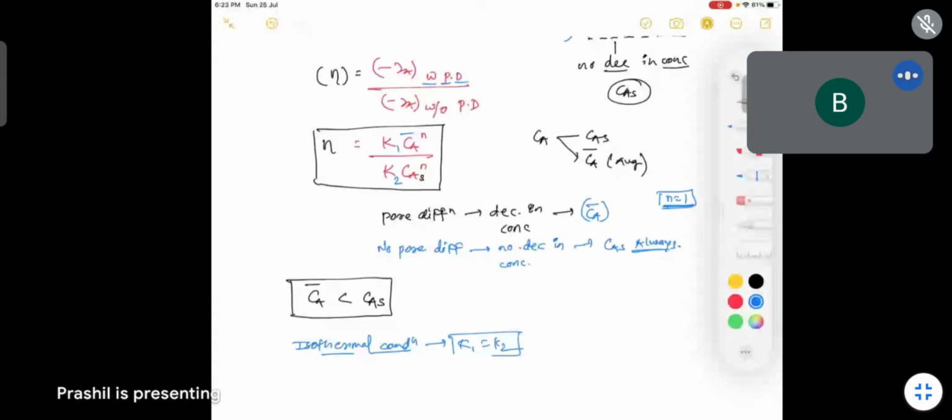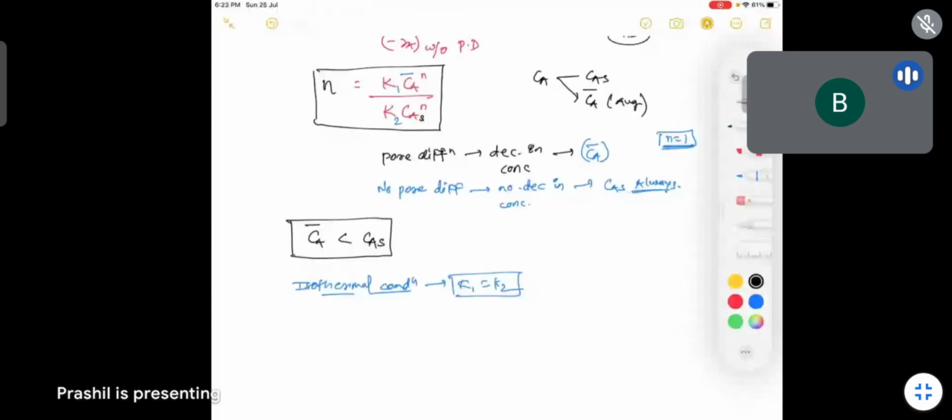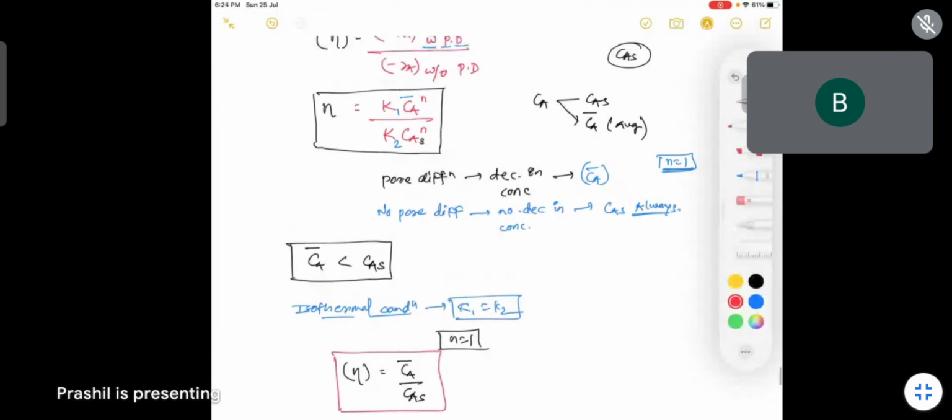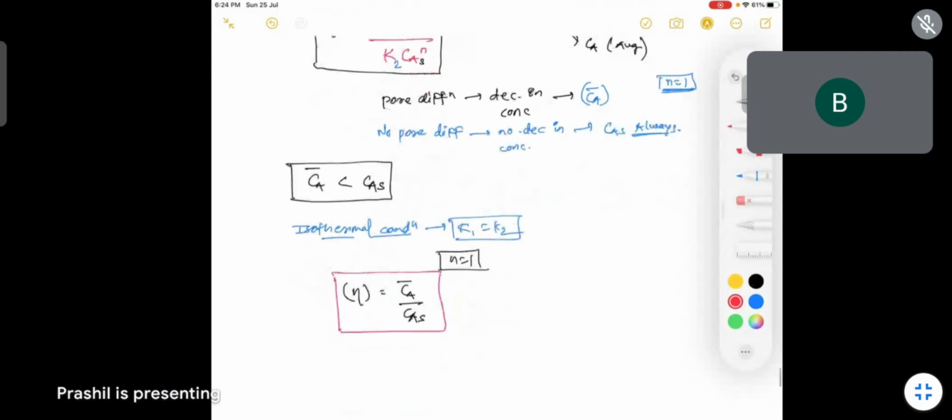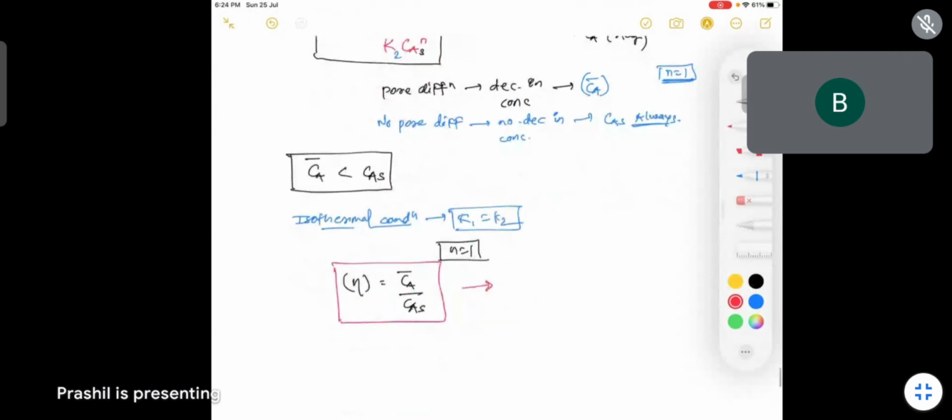as Ca bar divided by Cas, right? So efficiency is always lower than 1. So what is this efficiency factor telling you? Would anyone like to add what it physically is telling you?